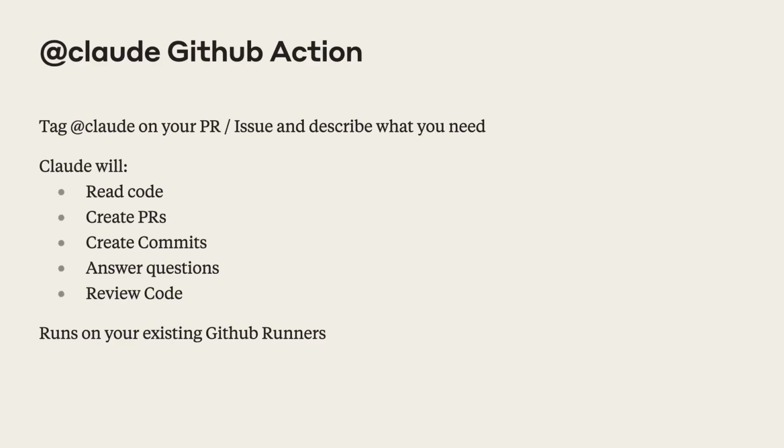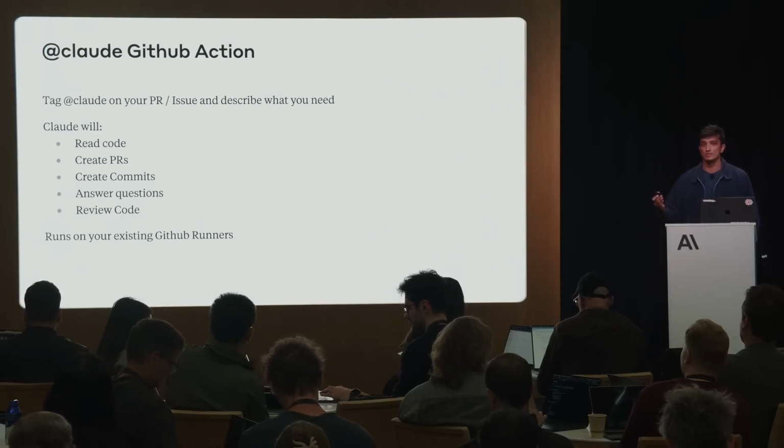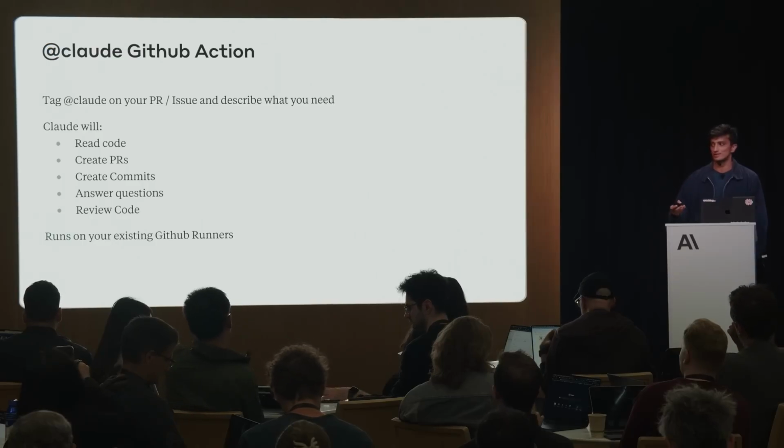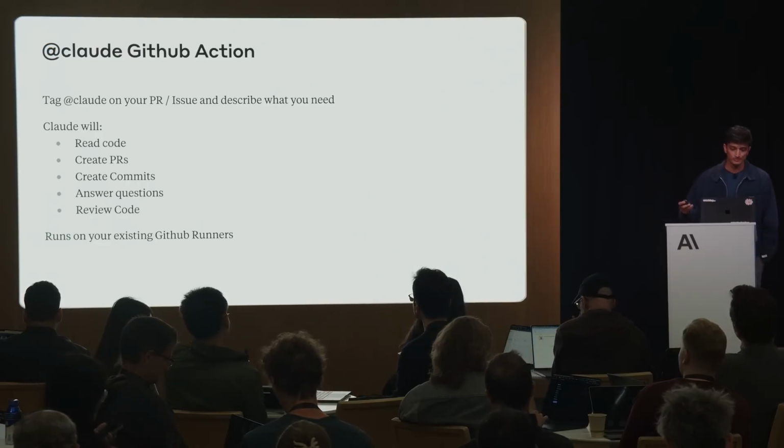OK, so just as a recap, the Claude GitHub Action, as it's implemented today, is able to read your code. It's able to create PRs for you from GitHub issues, like we just saw. It's able to create commits for you. So if you already have a PR and you comment on it, it can add a commit to an existing branch or an existing PR. It can answer questions. It doesn't have to do something. If you don't understand something, you can be like, hey, Claude, how does this work? And it can, of course, review your code.